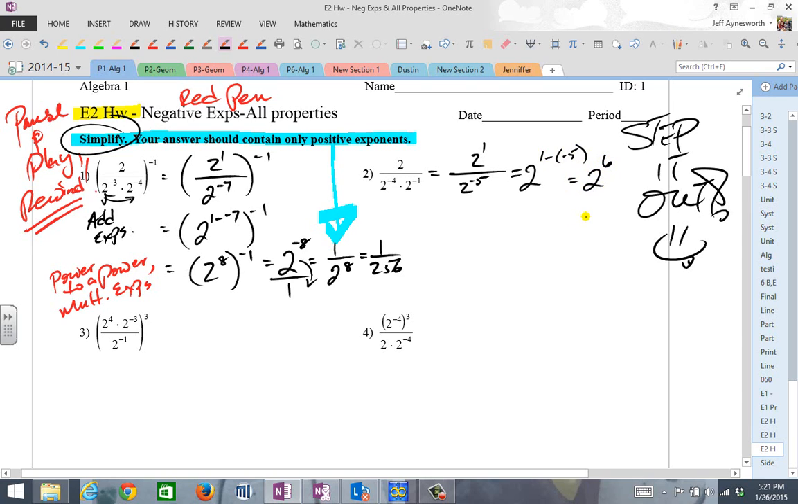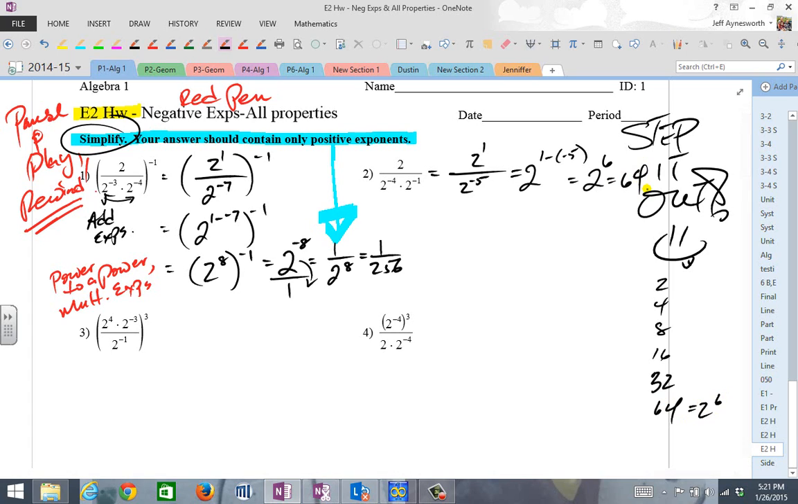What is that? Well, let me see. 2, 4, 8, 16, 32, 64. To the first, to the second, to the third, to the fourth, to the fifth, to the sixth. To the 6th power, so 64. Okay, so there you go. You just step it out. It's not that hard. Okay, let's try it again.